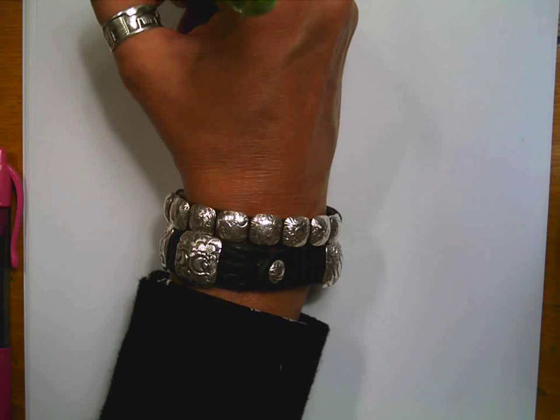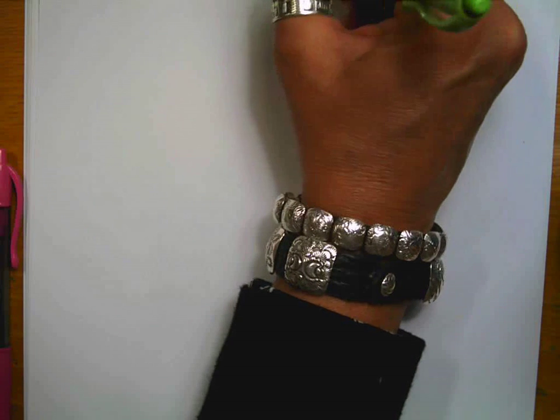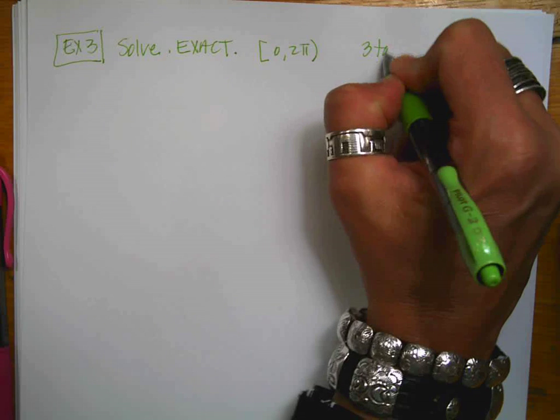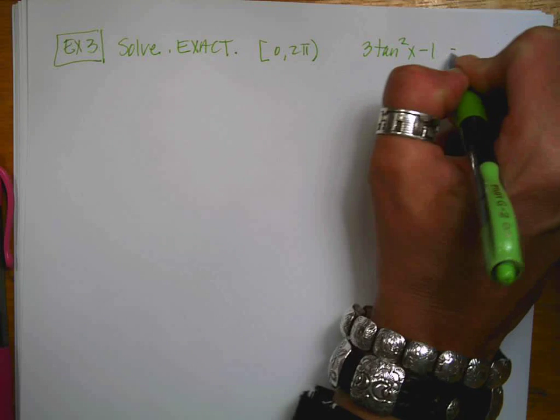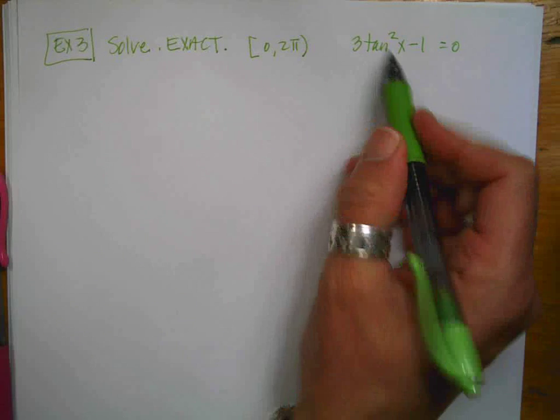It says solve. Again, we're going to have that lovely word exact. And we're going to solve from 0 to 2 pi, so we want one complete rotation. And in this one, I'm going to be given 3 tangent squared x minus 1 is equal to 0. So they're just simple equations.